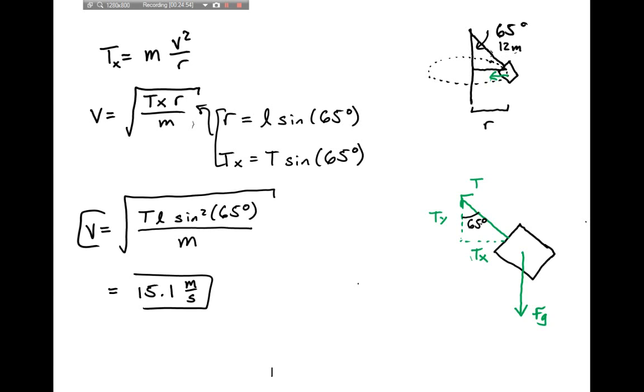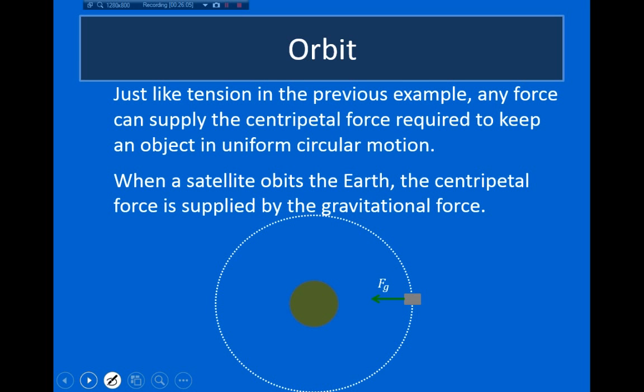Now, at this point, I think I'd like to end this lecture, and in the next video, I want to talk about some additional examples where we use centripetal acceleration, such as the motion of an object that's orbiting a planet.